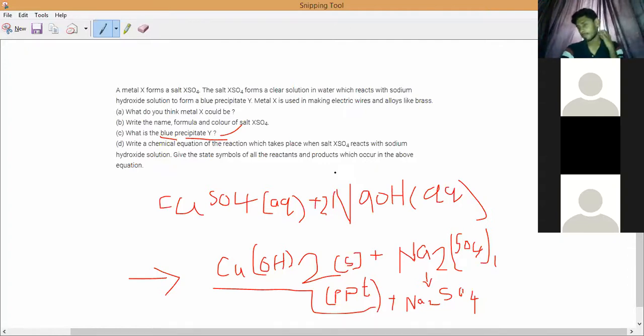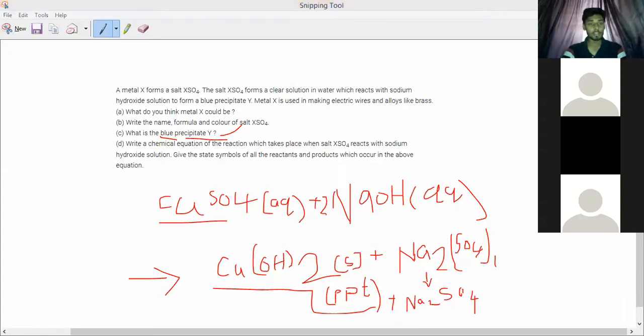Whenever copper is dissolved in water, the copper sulfate solution is blue in color. When it is a precipitate, copper hydroxide is also blue in color. We have studied the precipitation reaction. Yes or no? Yes, sir. All of you answer that.